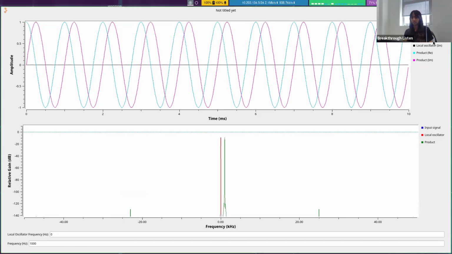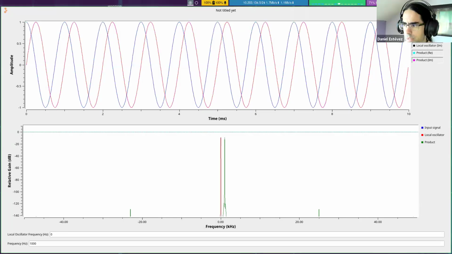So let's go step by step. I can disable all of these and keep just the input signal. For the input signal, we have a real part and an imaginary part, and we can see they are both sinusoids. The blue is the cosine, which is the real part. The red is the sine.